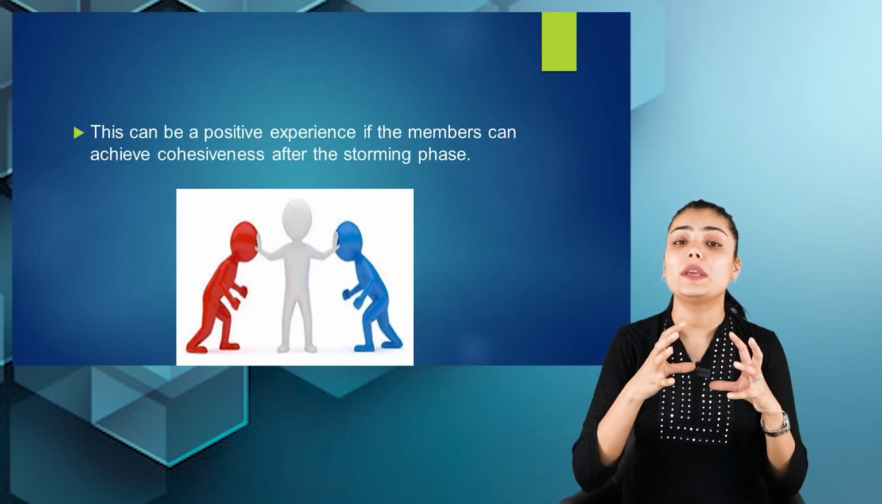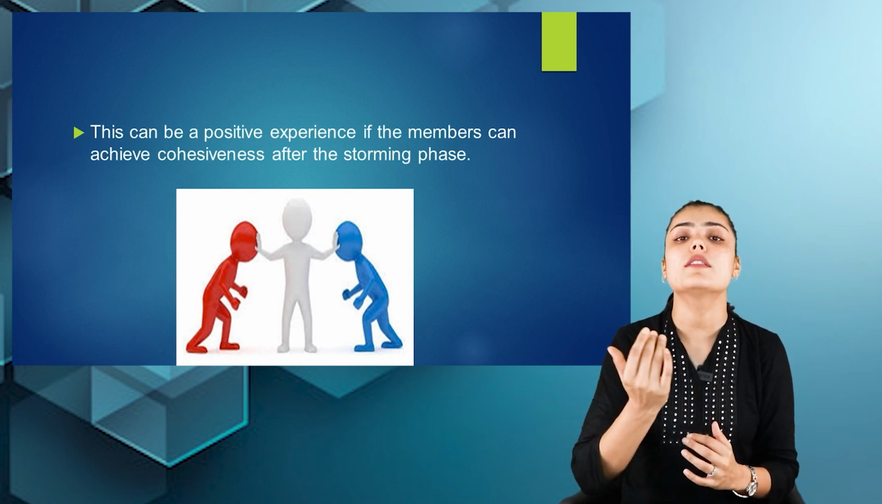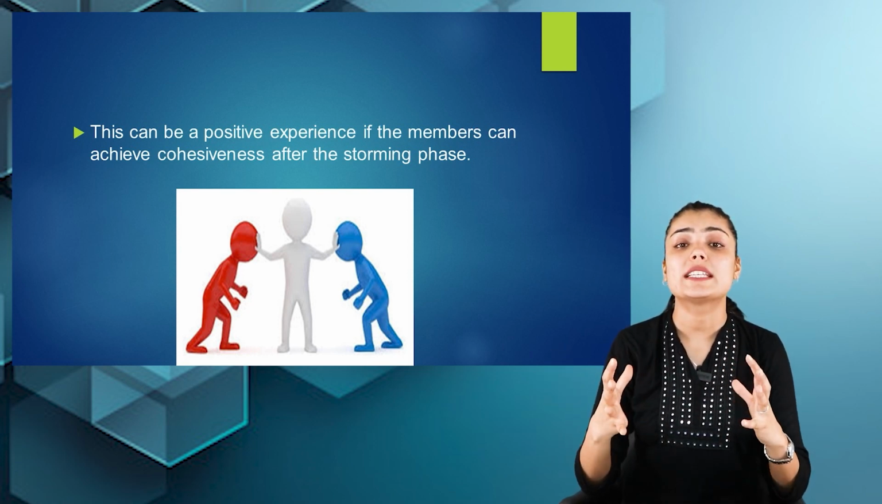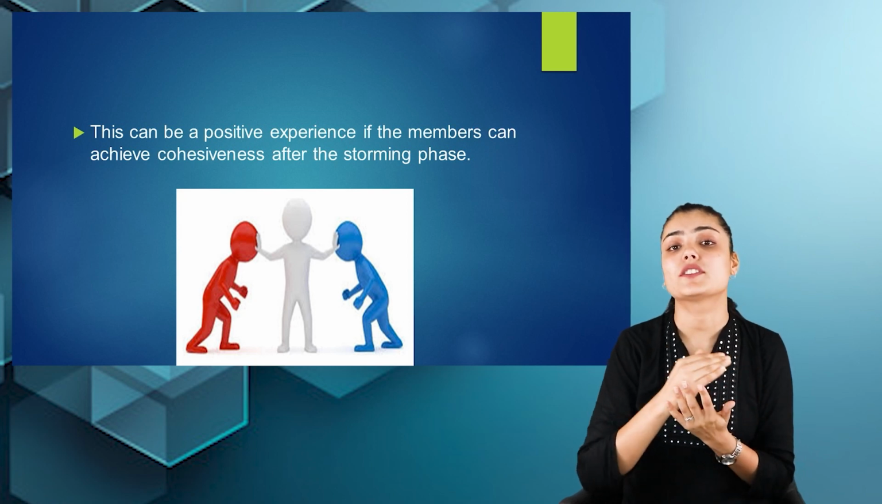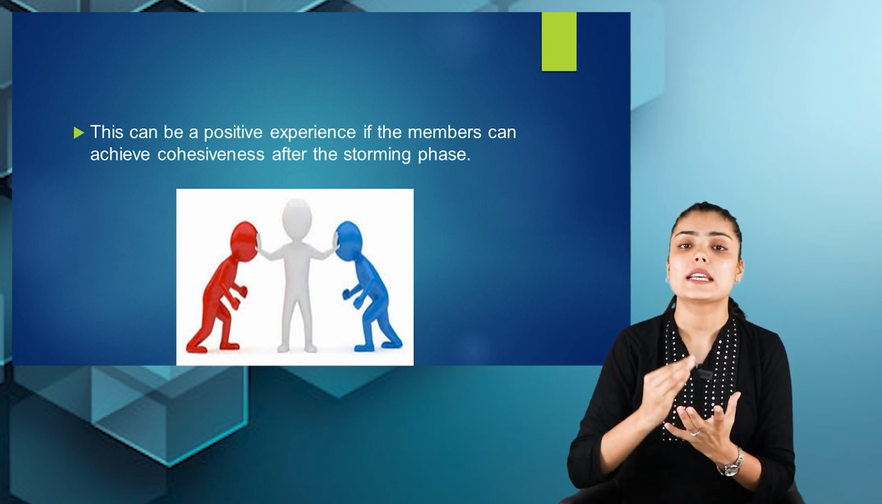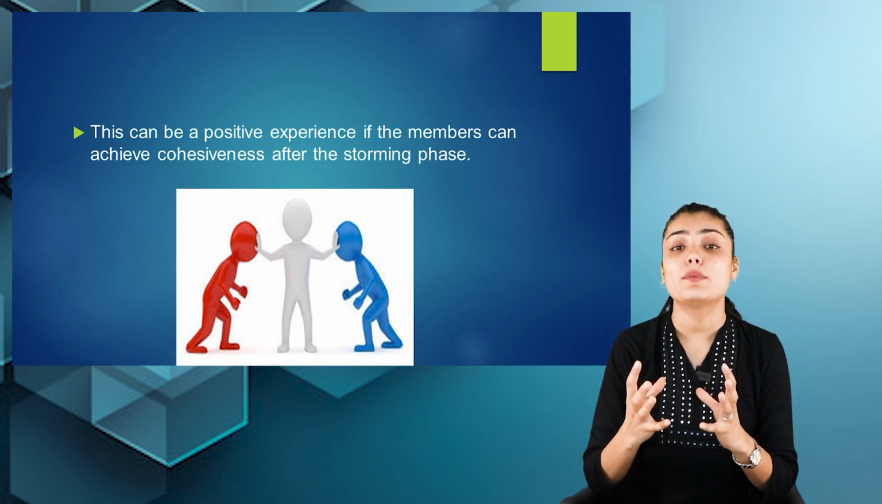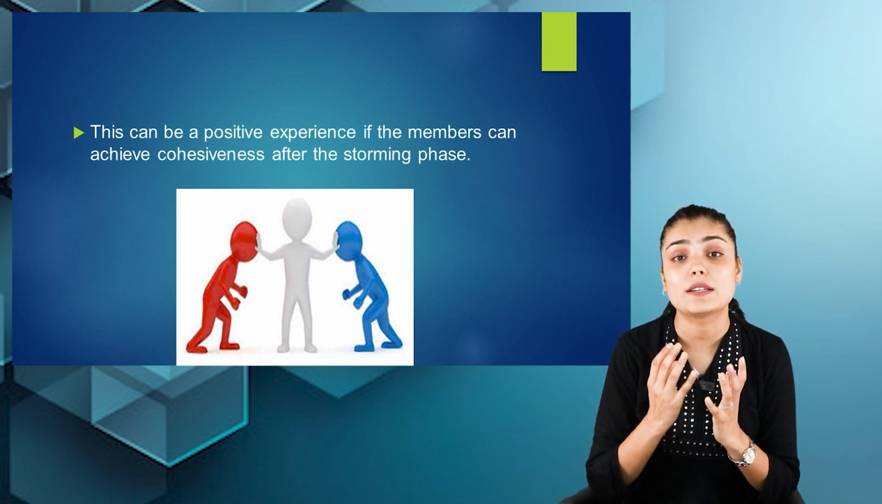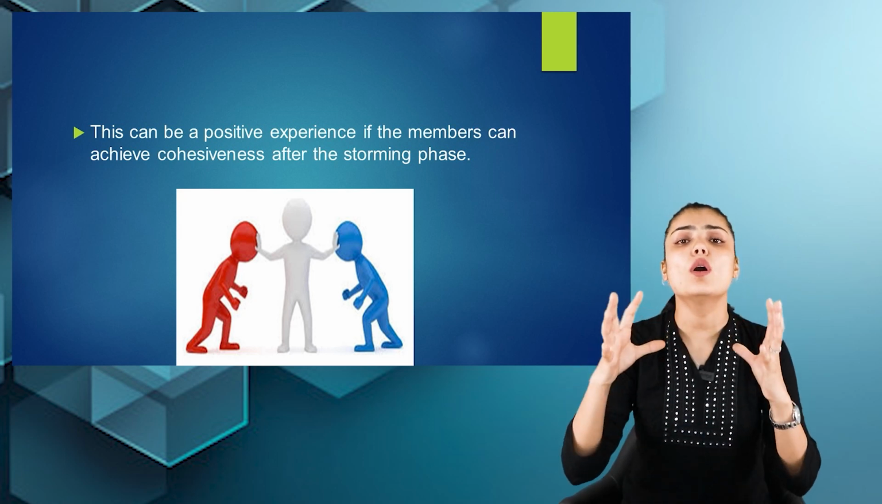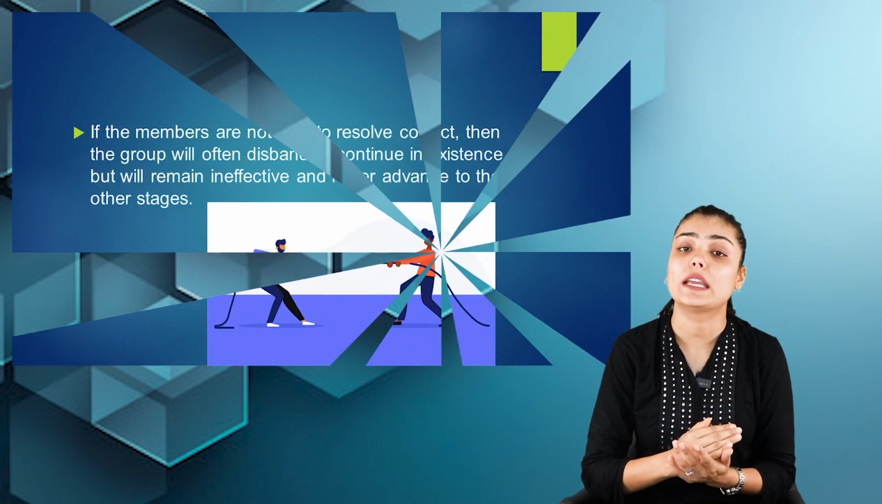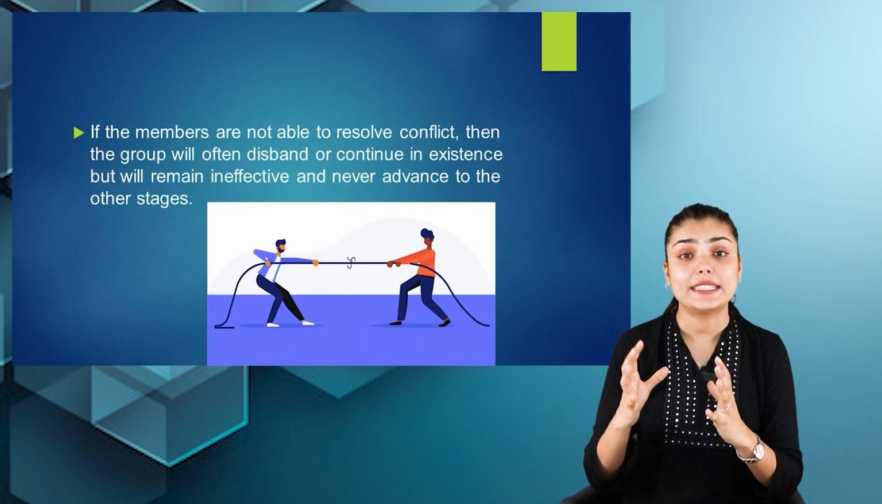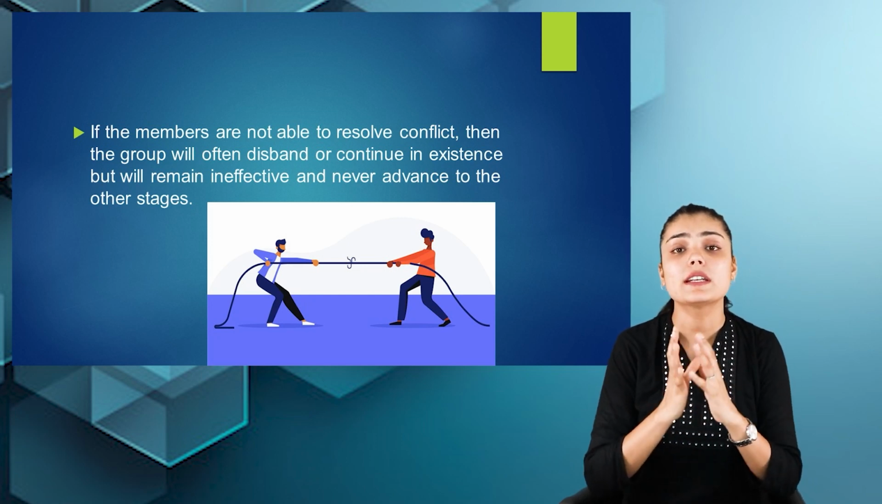But during the storming phase, even if there is the highest level of conflict happening, among all this chaos, we find a particular leader. Now, the storming phase could be a positive experience for all the members in the group if they are able to achieve group cohesiveness after the session. Now, if they're not able to resolve the conflict, then the group may often disperse.